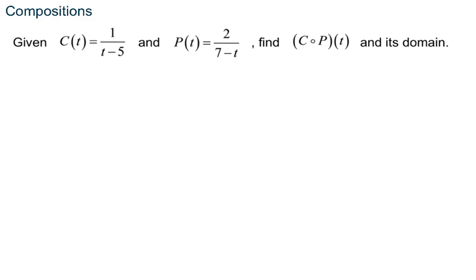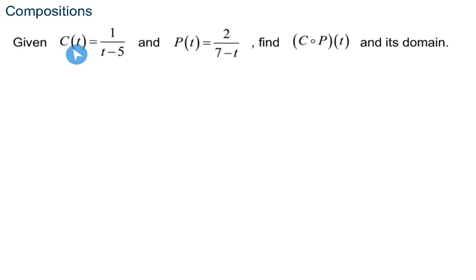Welcome back. In this video, we are going to look at some more compositions. In this case, we've got different variables. Instead of F and G or H and K, we have P and C. And you'll notice my independent variable instead of X, it is T. It's T for both of them.